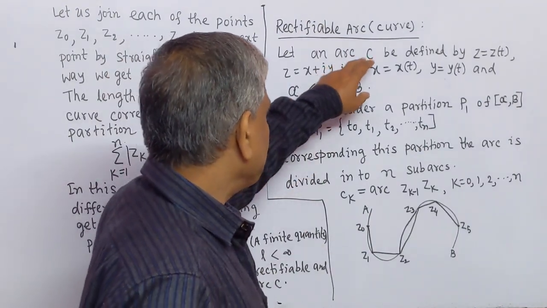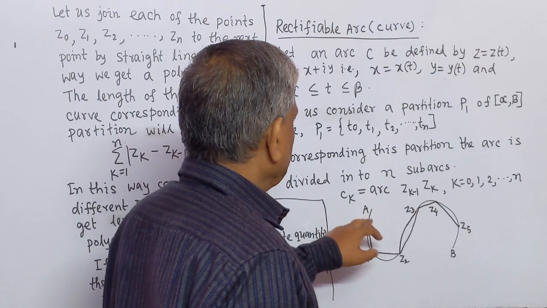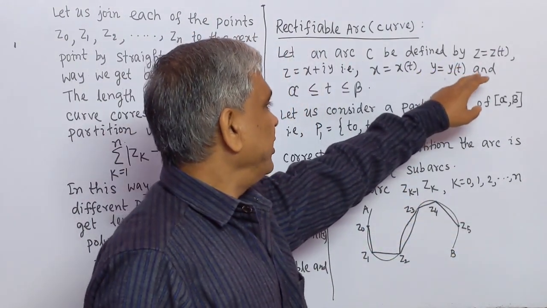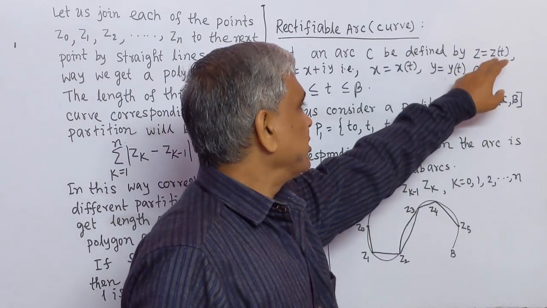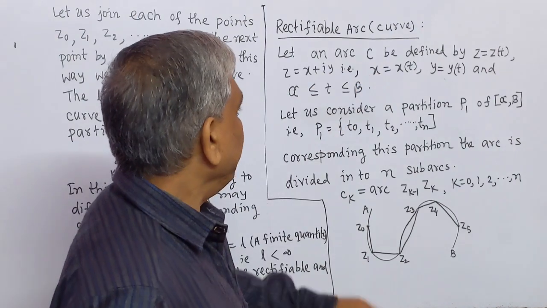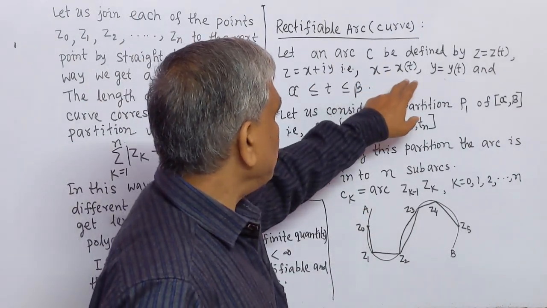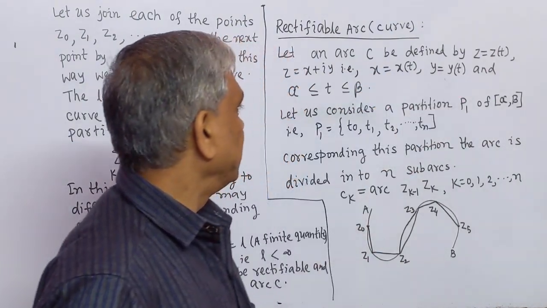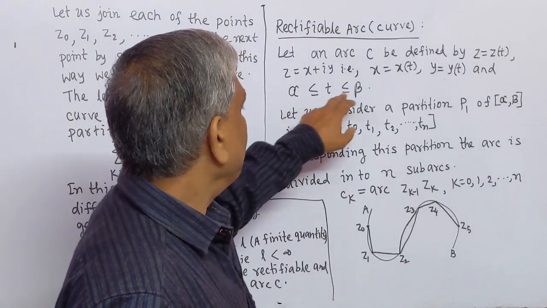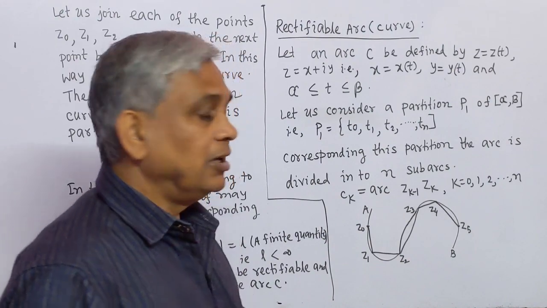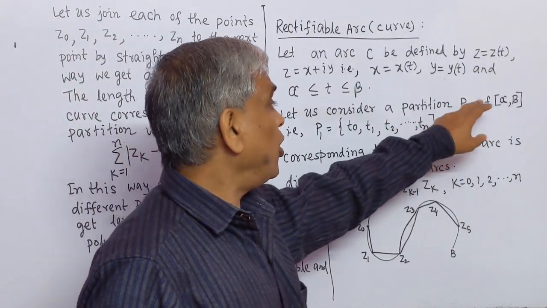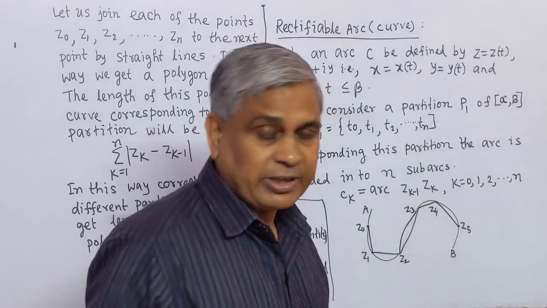Let an arc C, which is denoted by AB, be defined by z equal to a function of t, where z equal to x plus iy. Therefore x is a function of t and y is a function of t, and t is greater than or equal to alpha, less than or equal to beta. Let us consider a partition P1 of the closed interval [alpha, beta].